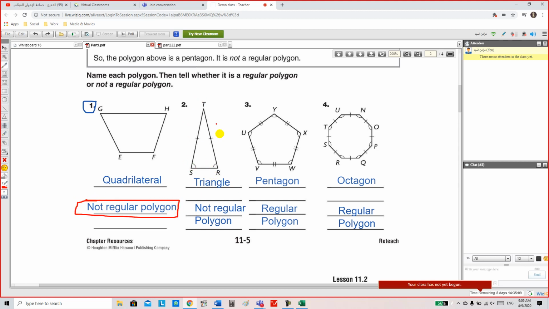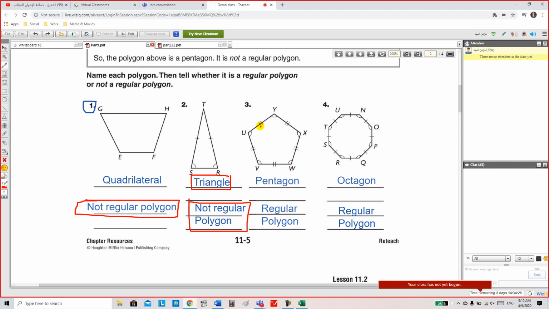In this polygon, we have 3 sides, so it will be a triangle. And we ask ourselves, are all sides equal to each other in length, congruent? No, so this is not a regular polygon. The next one, we have this polygon, all sides are equal. It is denoted by this equality sign here in each side. So all sides are equal, it's regular.